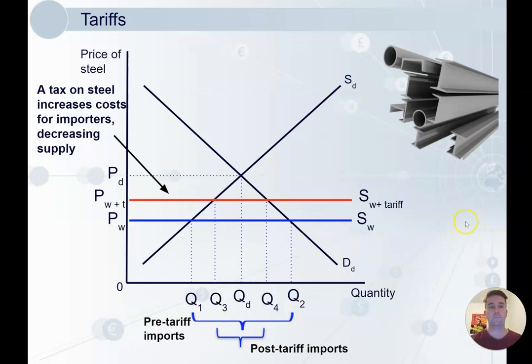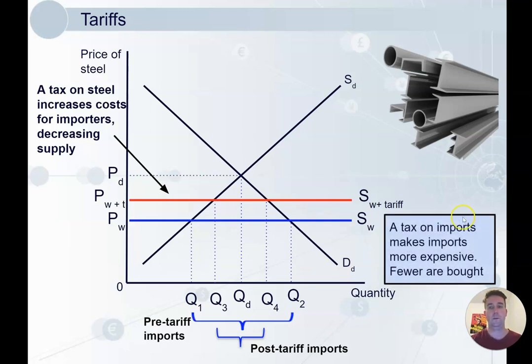Okay. So here's the main thrust of it, right? A tax on imports makes imports more expensive. Fewer imports are therefore bought. And what you have done is you have protected local firms from those cheaper imports, right? Those firms can stay in business, still employ people. That's sort of the goal.